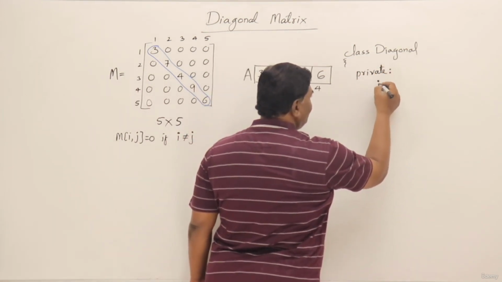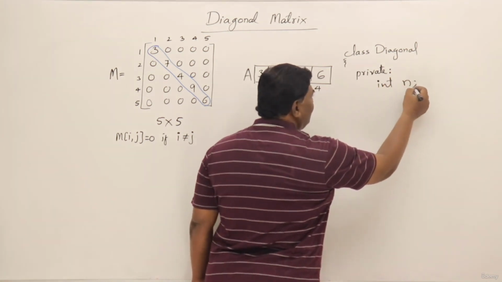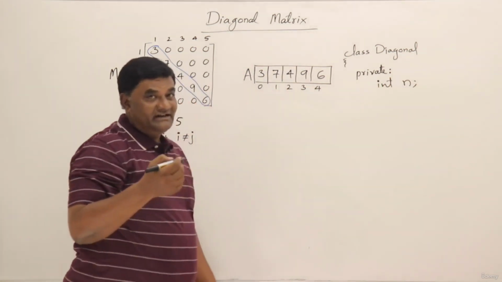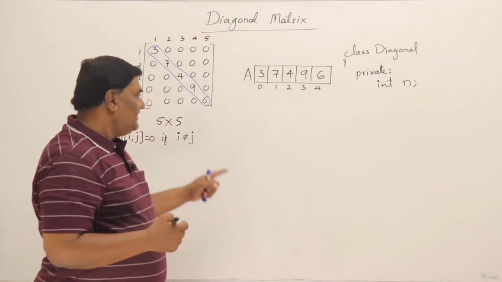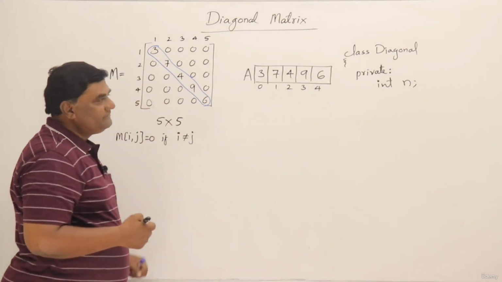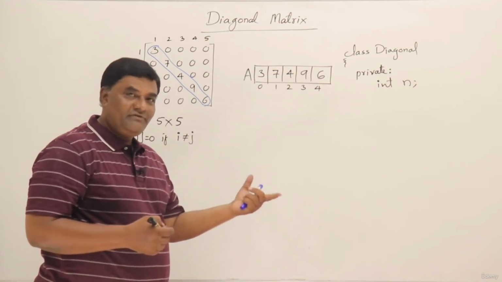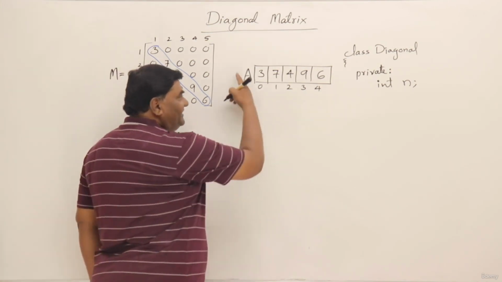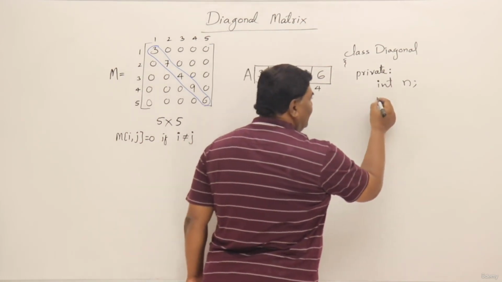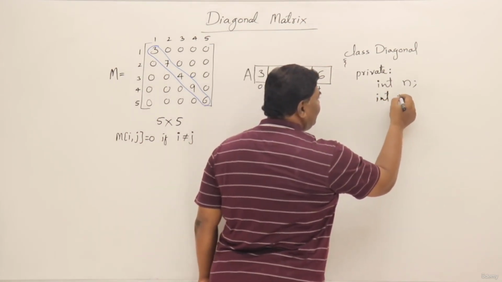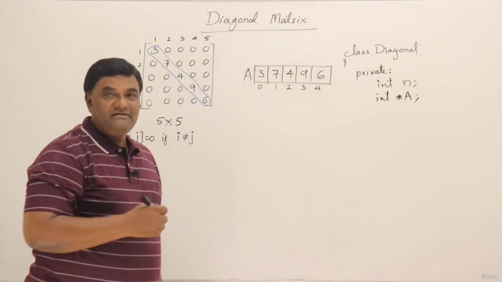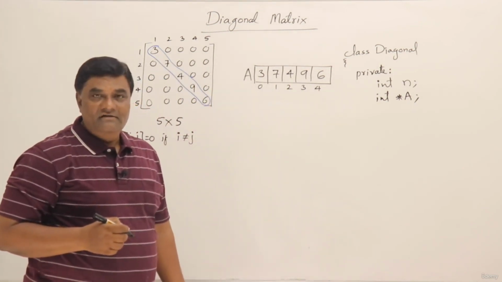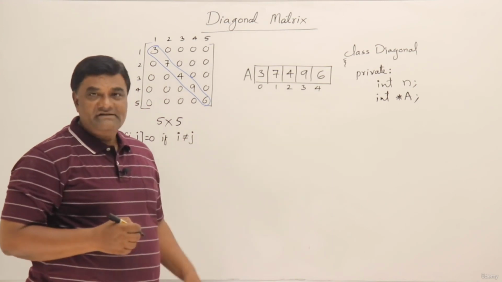Two things I need. One is dimension n. As it's a square matrix, just n is enough. We don't need m by n, just one dimension. That is the same square matrix. If n is 5, it is 5 into 5. Then we need an array. For this array, I will not create an array, but I will take a pointer so that I can dynamically create an array. That's all. These are the two things I need.